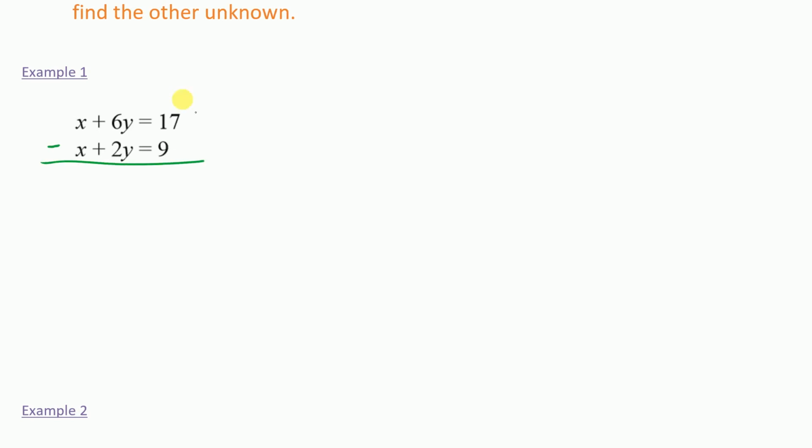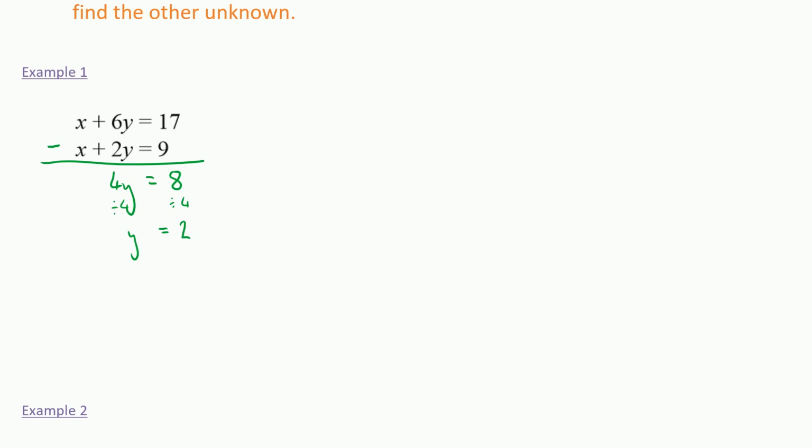So I'm going to go through, I'm going to do x take away x, which leaves me with nada. 6y take away 2y leaves me with 4y. 17 take away 9 leaves me with 8. Now I've got an equation with only one unknown in it, y. How do I get the y by itself? Well, I divide both sides by 4 and find out that y is equal to 2.